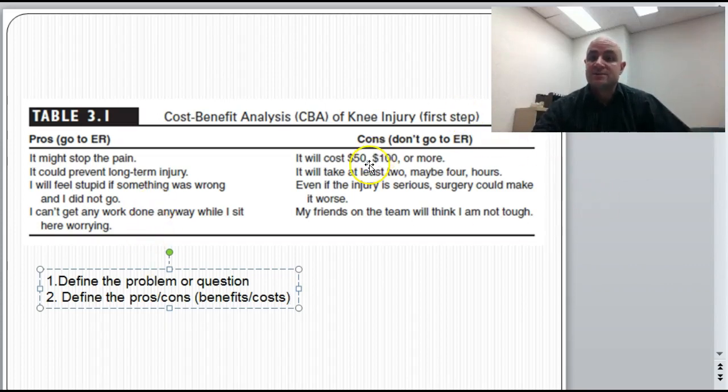And what are the cons or the costs? All right. Now the cost, remember, because we're looking at economics, goes past just the dollars and cents. So one is, yes, it's going to cost money, but it's also going to take time. So you need to figure out the full opportunity cost. It's going to take 2, maybe 4 hours. Going and getting surgery could make it worse. And then there's the pride factor, where it says my friends on the team will think that I'm not tough. Okay. So those are steps 1 and 2.